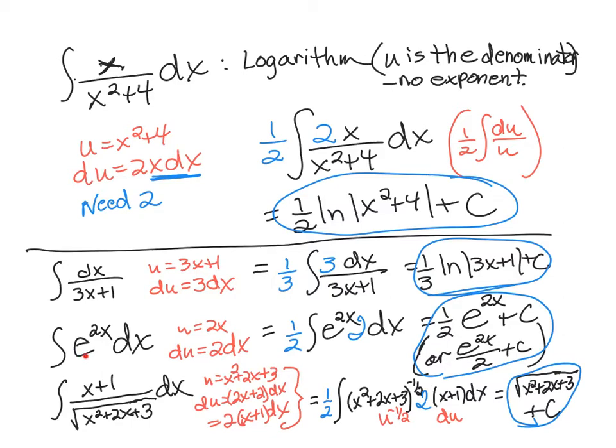Next, a single e in my question means that I have e to the u and a du. I need the du. So you set the u, the exponent, equal to u, take the derivative. I have dx, but I need the 2. So I multiply by 2 and I divide by 2. That gives me e to the u du. Integrate that, I just get e to the u with that coefficient on the outside.